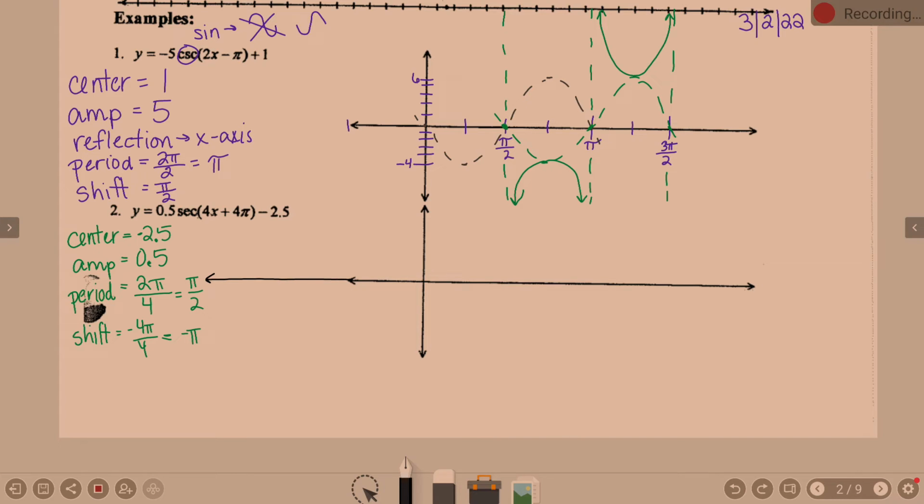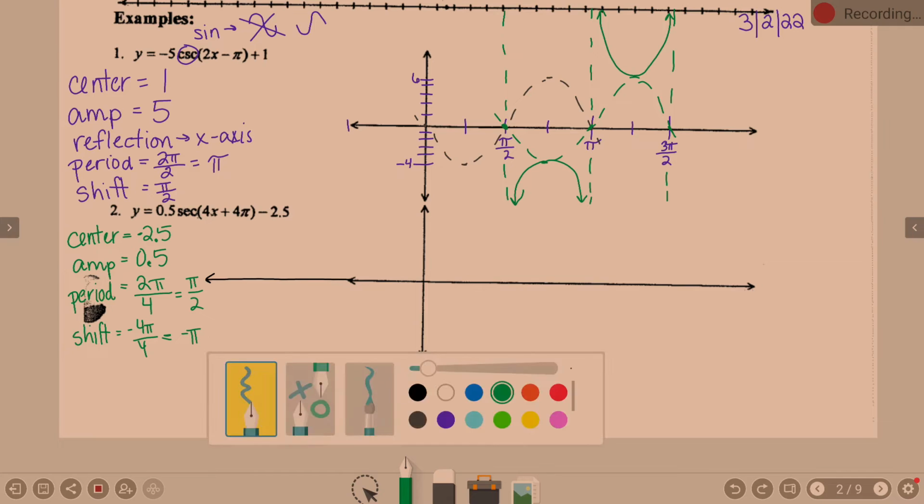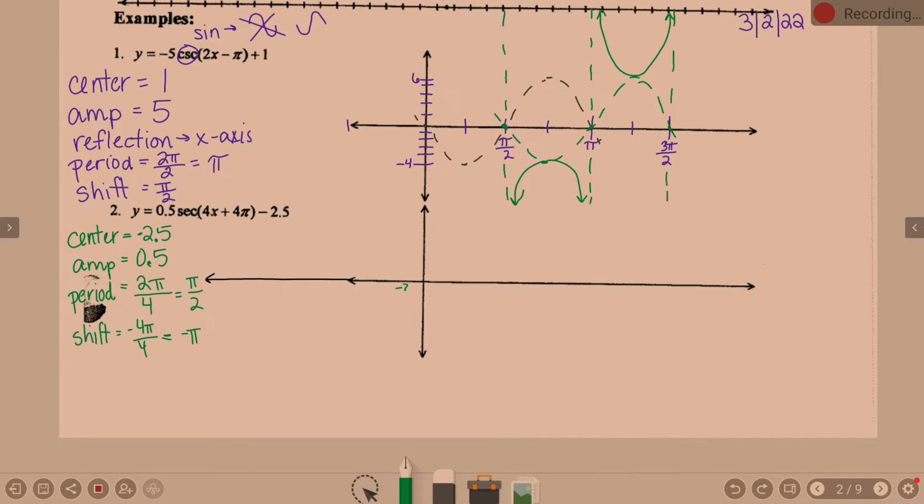Choose to do it how you will, but I extend my x-axis. Okay. Get your center line and amplitude on there, yes? Center line of negative 2.5. Amplitude of 0.5. So going up 0.5 is going to put me at negative 2. Going down 0.5 puts me at negative 3.